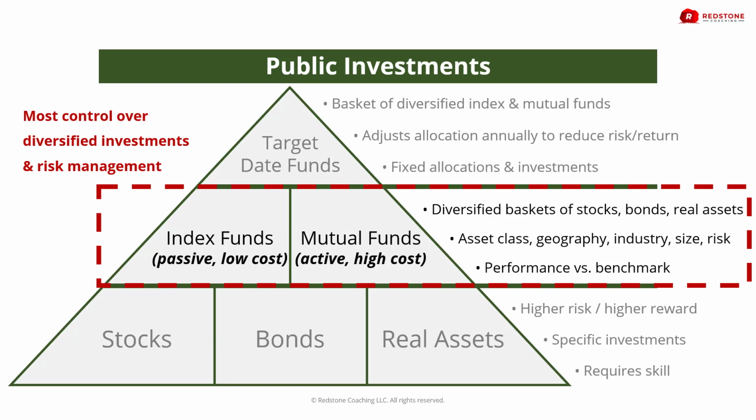So that's just one example using the S&P 500, but there are index funds that track many, many different types of indexes. Now, a mutual fund is actively managed, which means that there are humans running the portfolio.